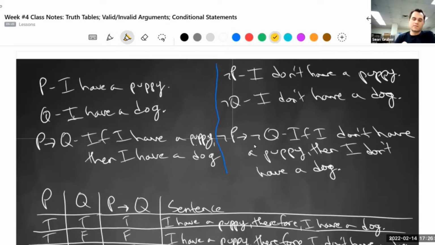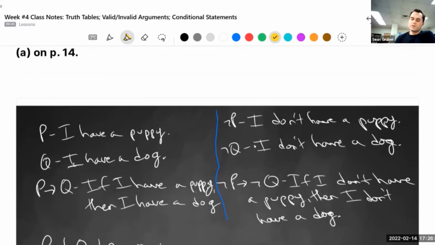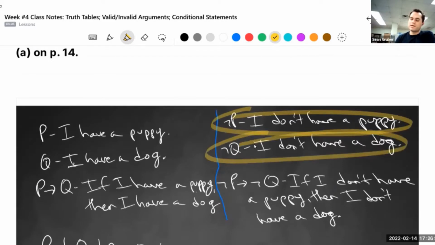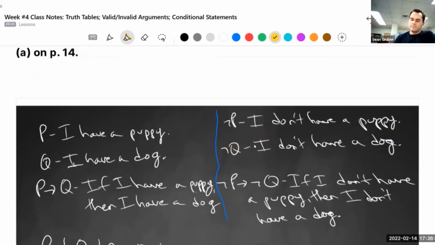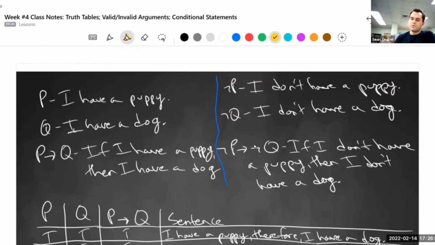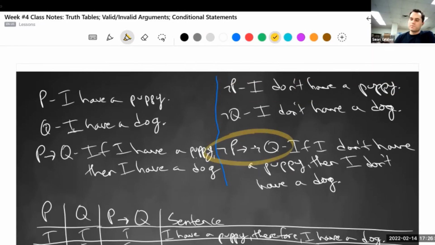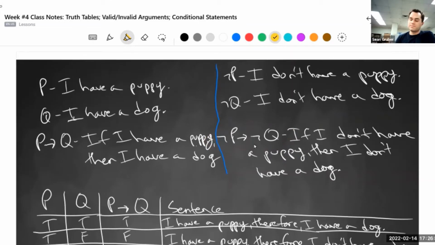So I have the same example that we did in class. I have P as I have a puppy, Q, I have a dog. So you guys told me P implies Q means if I have a puppy, then I have a dog. Similarly, you could say not P means I don't have a puppy, not Q, I don't have a dog. And for the sake of example, I've written not P implies not Q, which represents the inverse actually. And so that would be if I don't have a puppy, then I don't have a dog, okay?